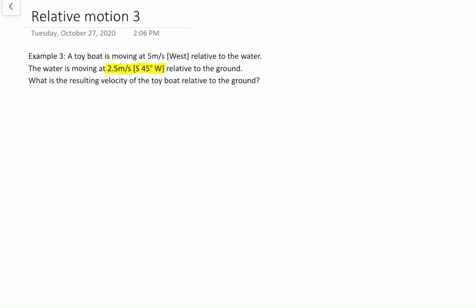We're talking about a boat through water, so the velocity of the boat relative to the ground is the velocity of the boat relative to the water, plus the velocity of the water relative to the ground.